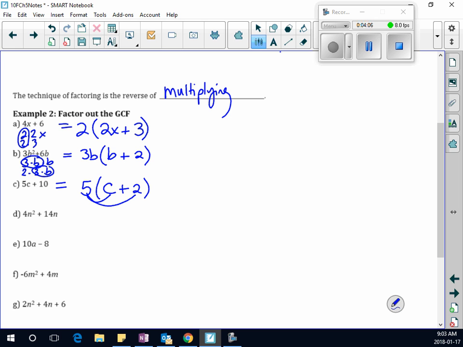This one might be a little harder to see, so I'm going to write it out as prime factors. 4 is 2 times 2, n squared is n times n. 14 is 2 times 7 times n. So you can see a 2 and an n that's common. So 2n bracket, what's left? 2n plus 7. Like I said, it's easy to see if you write it out what factors are left after you factor out the GCF.